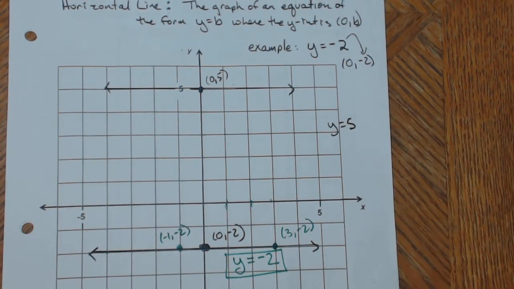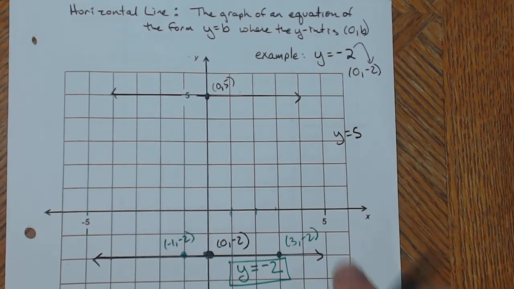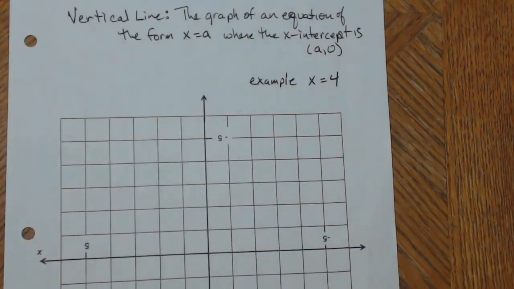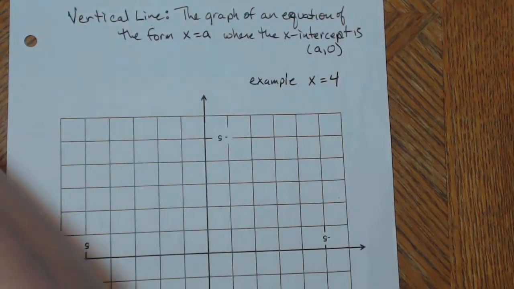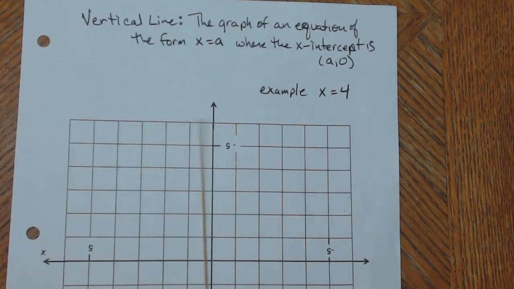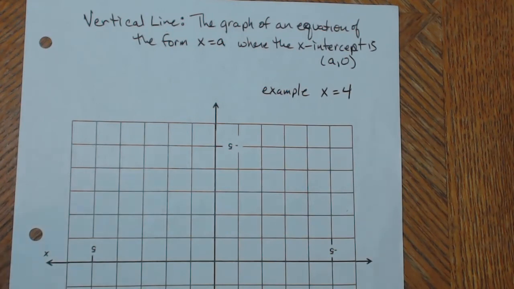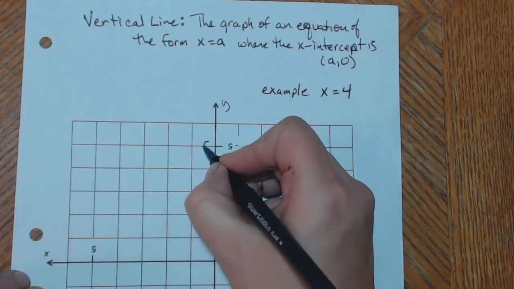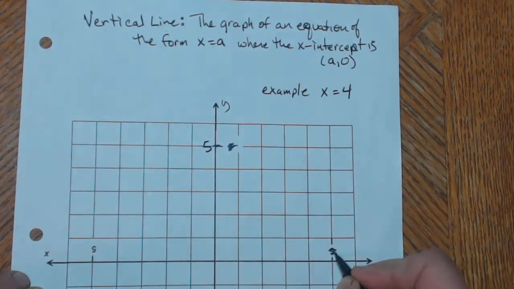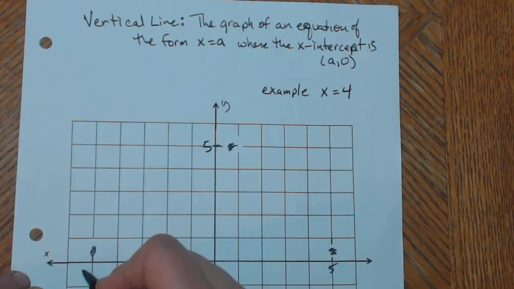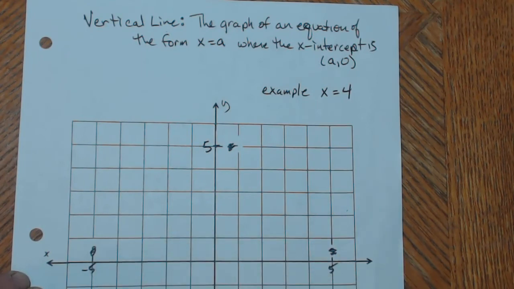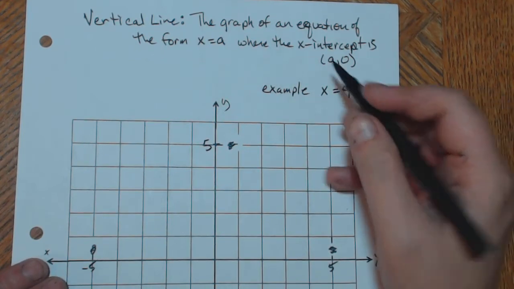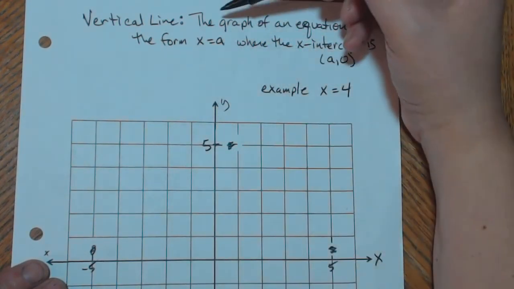So let's look at one other special case. And you might guess, if we're looking at horizontal lines, the other special case is going to be vertical lines. So vertical lines are lines that go straight up and down. Oh, and I see that I've done something funny with my graph here. Let me fix this. This should be a +5, -5. There we go.